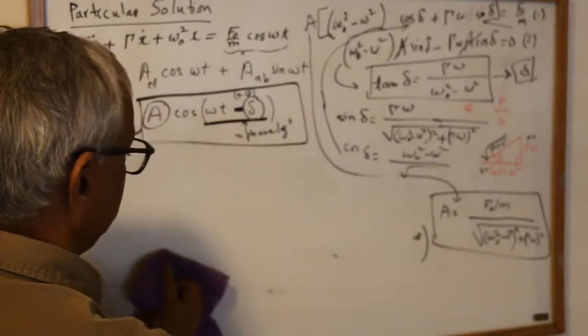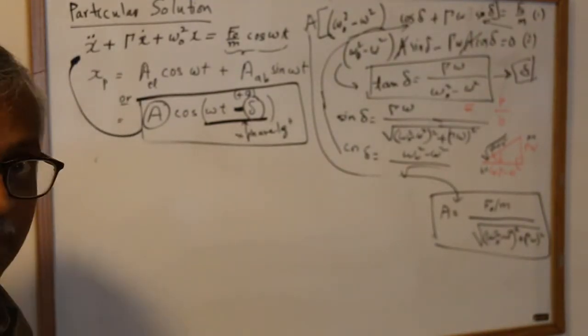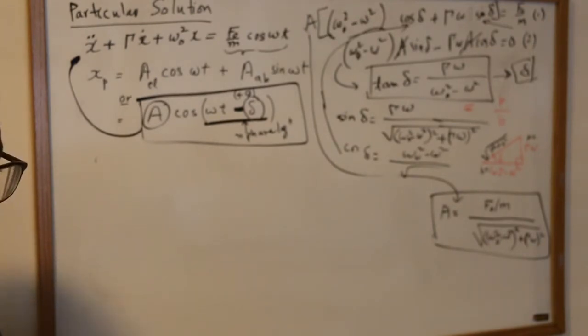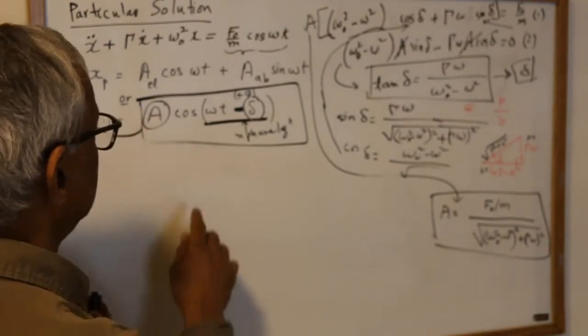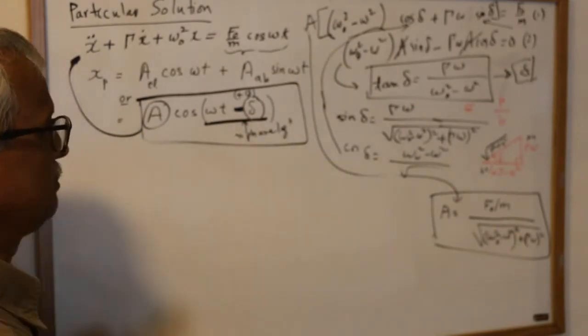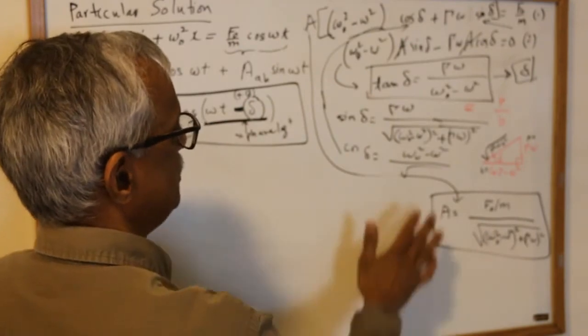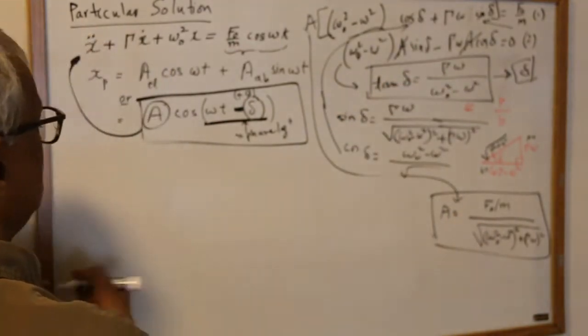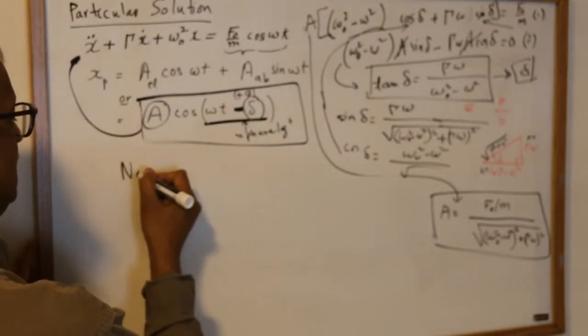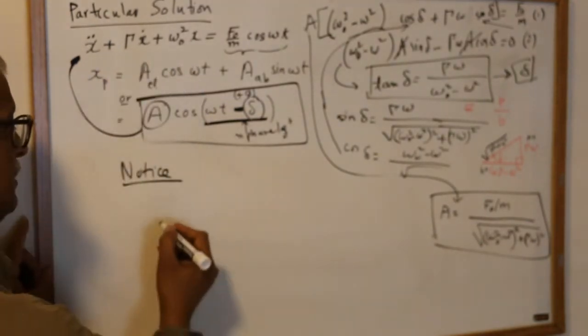Okay, so I'm going to stop this video for the particular solution. We'll go over the full solution next. I want to point out that if you look at this solution, it does not have initial conditions anywhere. Everything is determined. We know A based on the constants. We know delta based on the constants. So notice that it does not know how I started the oscillator.